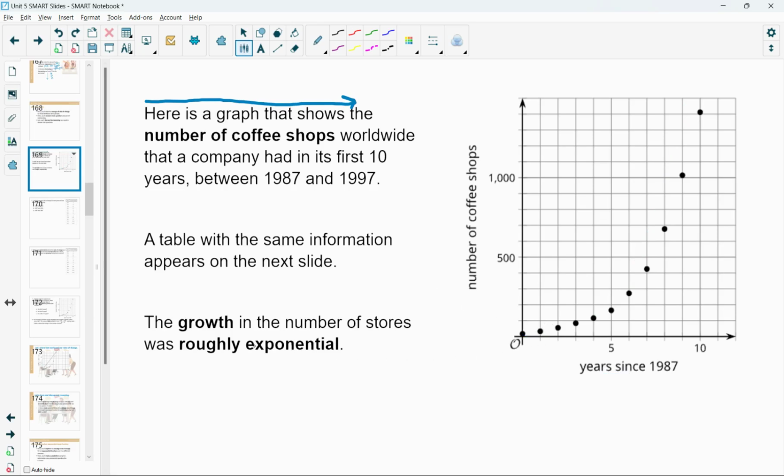One other thing that you may notice: they said roughly exponential. That's because it's going up at a steeper rate as we go on over time, versus linear functions that you looked at, which go at a constant rate, meaning they could be connected by a straight line. These points we can't connect with a straight line. We get that curve there.